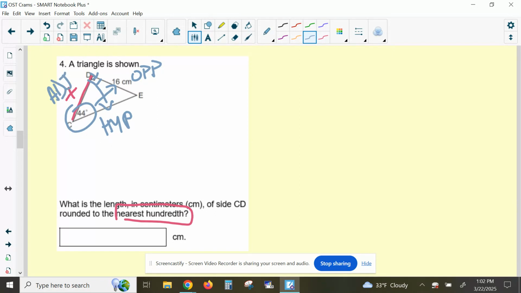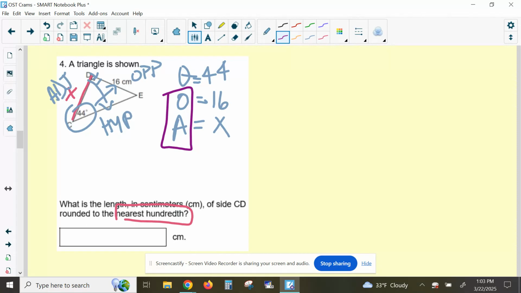So what do I have here? I've got my theta is 44. I've got my op, and he's 16. And it's my adjacent that I want, and he's my x, right? So it looks like I'm dealing with O and A. Obviously, what's O and A? Look at your little cheat sheet. That is TOA. So, exactly the same.